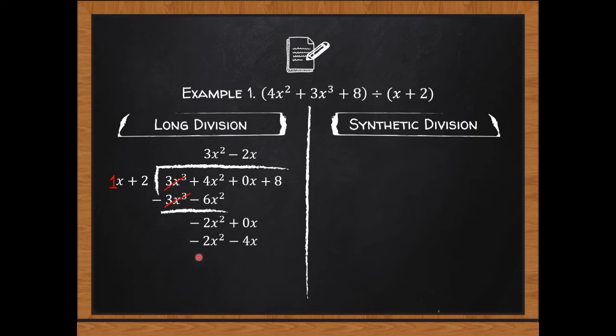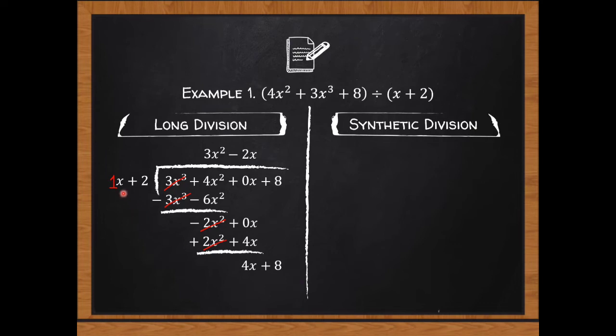After multiplying, pwede na tayong mag-subtract. To perform subtraction, change na natin ang sign ng negative 2x squared at ang ating negative 4x. So magiging positive na silang dalawa. Now we can solve. Negative 2x squared plus 2x squared is 0, so cancel na natin. Then 0x plus 4x is 4x. After subtraction, we bring down the next term. That is plus 8. Now we can repeat again those steps.